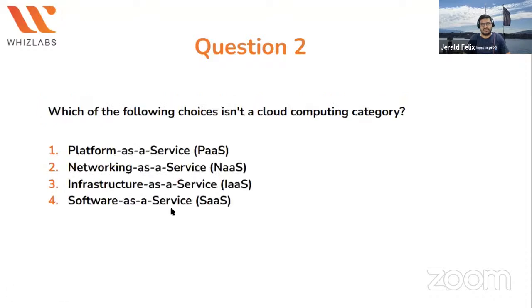And next, second thing is, which of the following platform choices isn't a cloud computing category? As we saw at the beginning of the slides, the cloud computing model has 3 types: PaaS, IaaS, and SaaS. So network as a service is wrong. So the answer for this question is 2, network as a service.